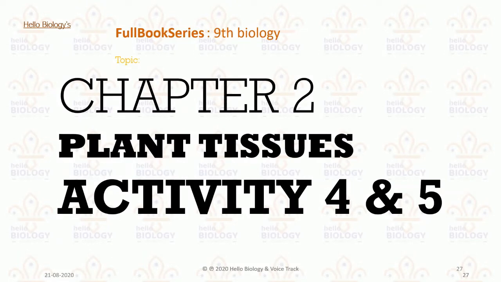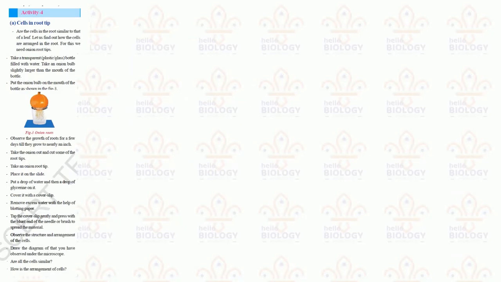This is the continuation topic. Activity 4 and 5, we will just see in this chapter. Activity 4 will say that cells in a root tip here. So, as from our last class, tissues are most important.